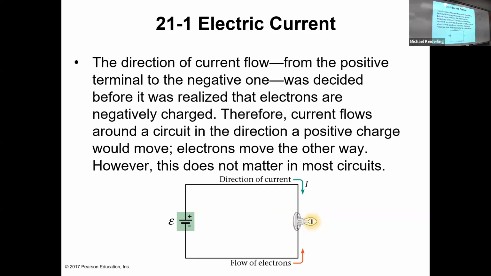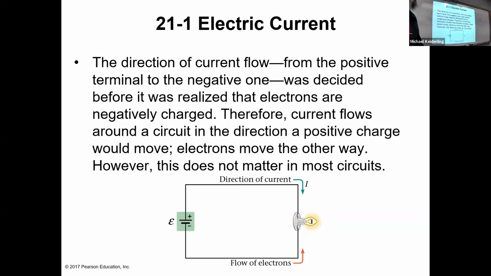I could be wrong. He did name the electrons. I don't remember if he was the one who set the charges, positive and negative. But what was positive and what was negative was determined well before we knew what was actually moving. So current will flow around the circuit in the direction of positive charge while electrons are actually moving the other way.